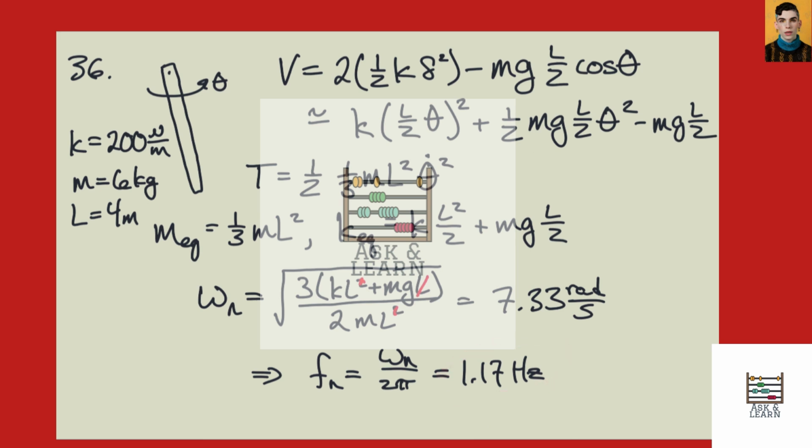So in this problem, we were asked for the natural frequency, so we weren't asked for the period. The period would be 1 over this value here.